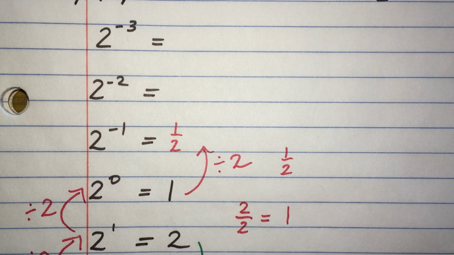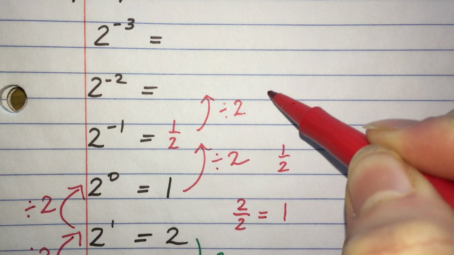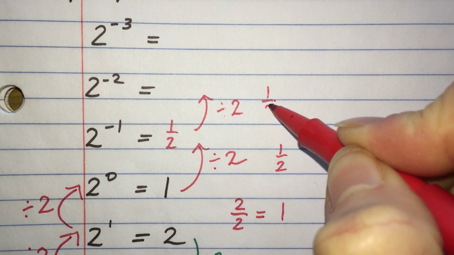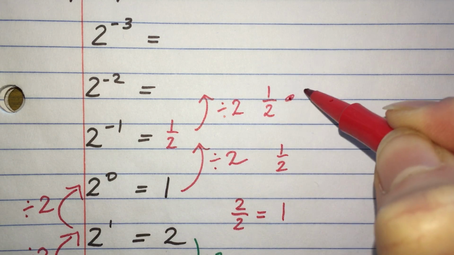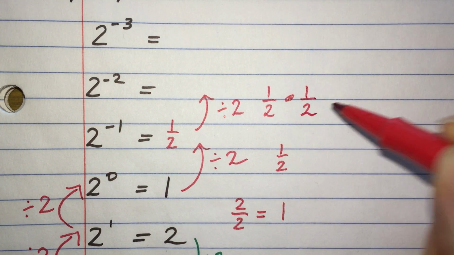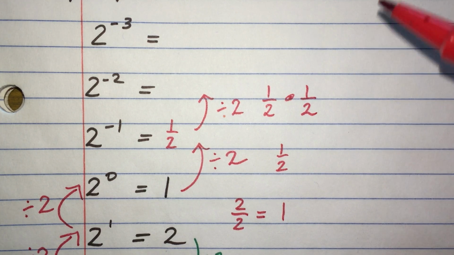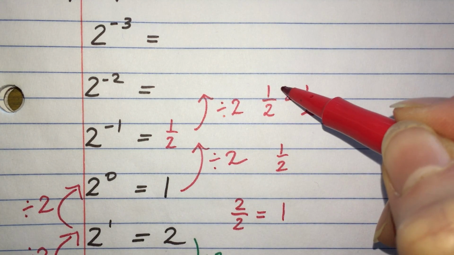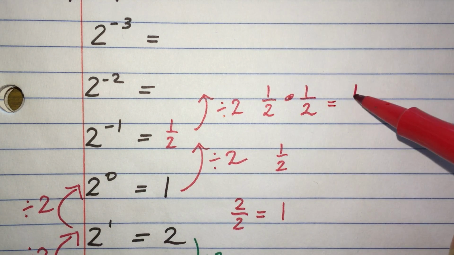One more time, or 2 more times, let's do this pattern. From a half and then dividing by 2 again. By the way, dividing by 2 is the same as just multiplying by a half. Dividing something in 2 pieces is the same as taking a half of it. And when we do that, we can multiply across. 1 times 1 is 1. 2 times 2 is 4. So this is 1/4.